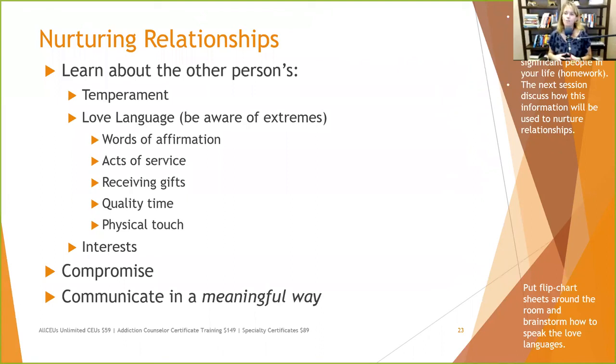You can also put flip chart sheets around the room and brainstorm how to speak the love languages, because sometimes people hear acts of service and they're like, well, I don't really know what I would do. So get everybody involved in figuring out how to give acts of service. Nurturing relationships also involves compromise and communicating in a meaningful way, and that means both people feel heard and understood.